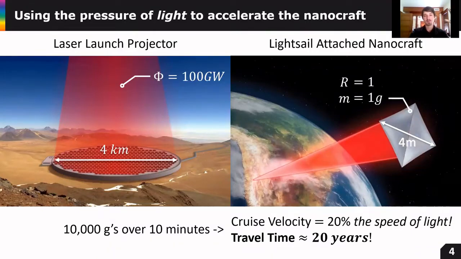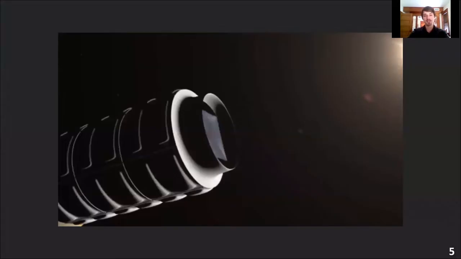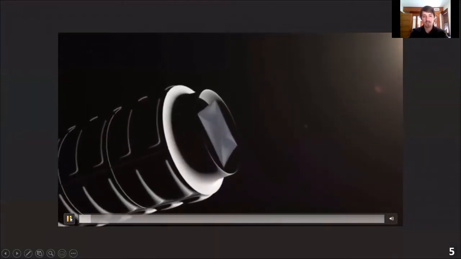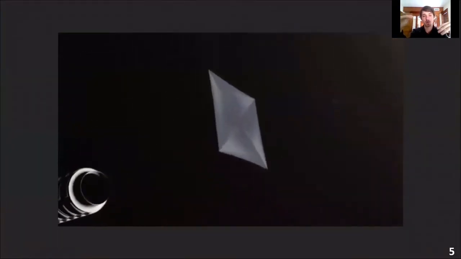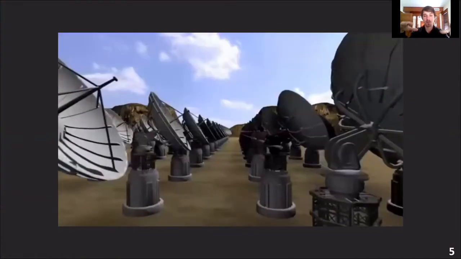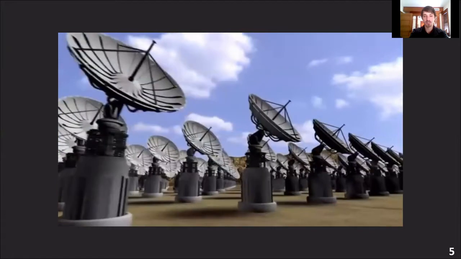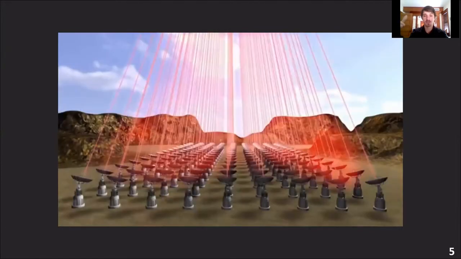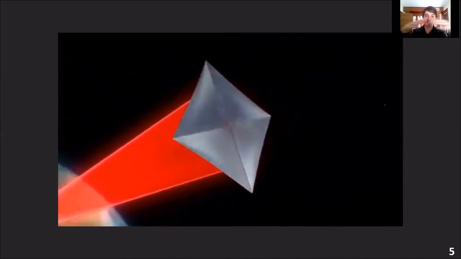So here's a little animation that the Starshot Foundation created. You have the nanocraft attached to a solar sail, released in orbit from a mothercraft satellite. Down on Earth, you have a large laser projection array system, which will aim and focus its light through the atmosphere onto the solar sail. 100 gigawatts accelerates it for 10 minutes to 20% the speed of light, traveling the distance in 20 years.